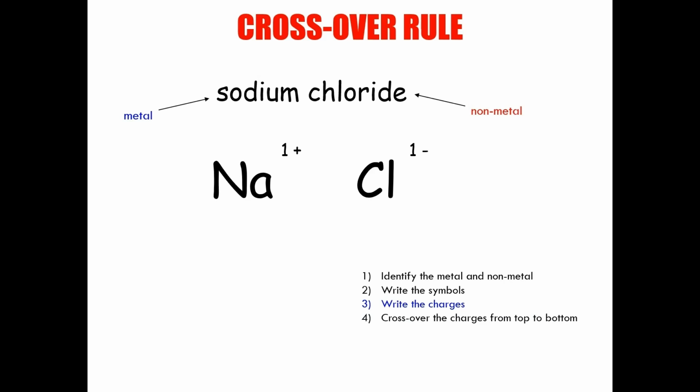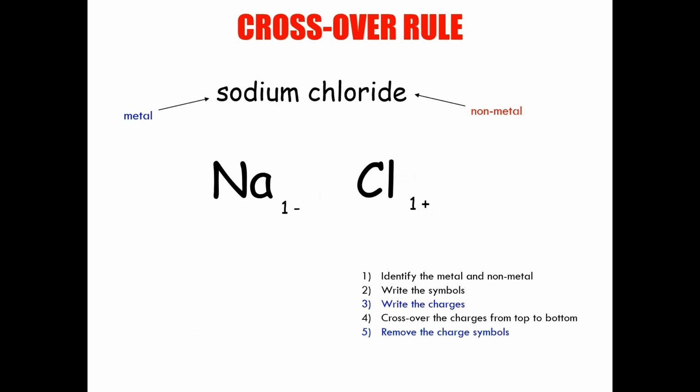Number 4, cross over the charges from top to bottom. And so this is the crossover rule. What the rule states is that the charge of one element should be crossed to the base of the other element. And so sodium's charge will be crossed over to the base of chlorine, and chlorine's charge will be crossed over to the base of sodium. Let's see this in action. And so you can see that the charge of sodium now is at the base of chlorine, and the charge of chlorine is now at the base of sodium.